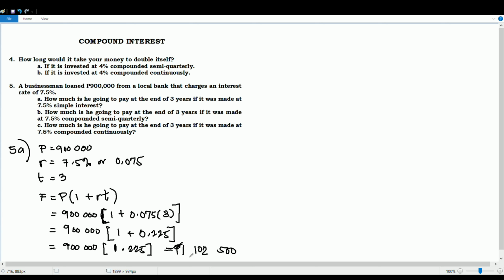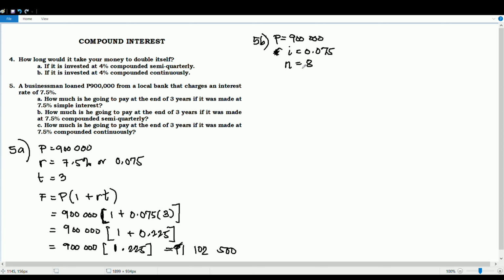Okay, that's for 5A. Now for 5B, the question is that it is compounded at the same rate of 7.5% but semi-quarterly in 3 years. So still our principal amount is 900,000 and our rate is 0.075, and that it is semi-quarterly, therefore our number of conversion units n is equal to 8.